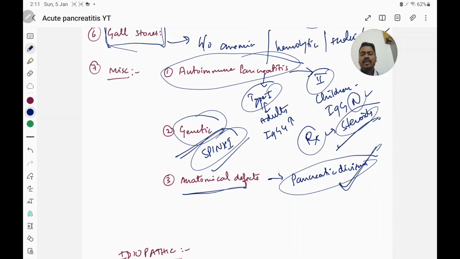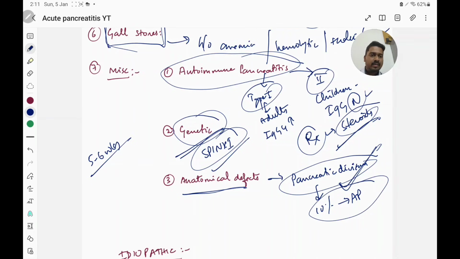Pancreatic divisum means in the 5th to 6th week of intrauterine life, the pancreas has 2 parts, the dorsal bud and the ventral bud. These both will fuse, and then the pancreas is formed. But in pancreatic divisum, malrotation happens, so the ventral and dorsal buds are separate, on opposite sides. In pancreatic divisum, only 10% develop acute pancreatitis. Not everyone should develop it.